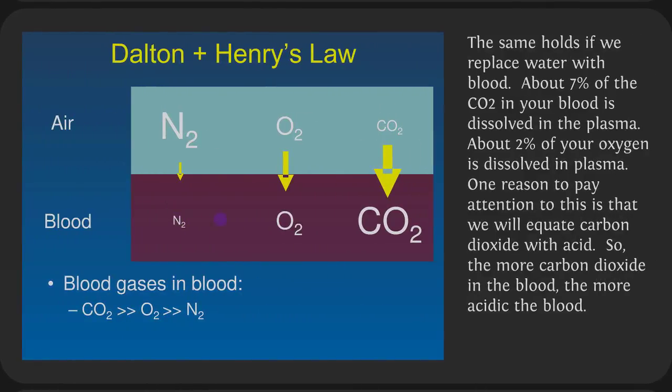Same holds true if we replace water with blood. About 7% of CO2 in your blood is dissolved in the plasma, and like I said earlier, about 2% of your oxygen is dissolved in the plasma. One reason to pay attention to this is because we're going to equate carbon dioxide to acid. So the more carbon dioxide in the blood, the more acidic the blood.